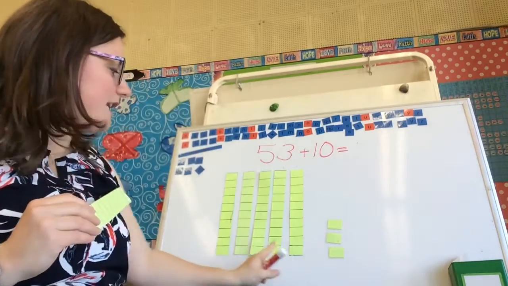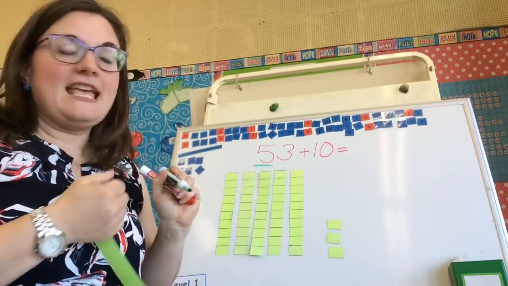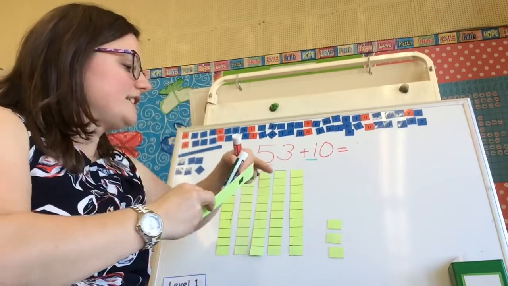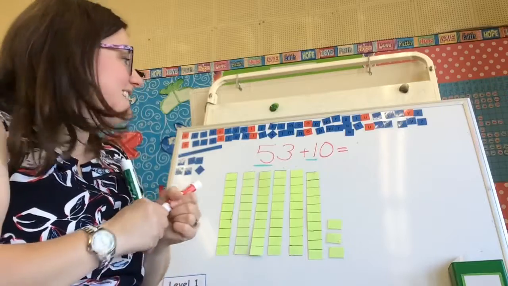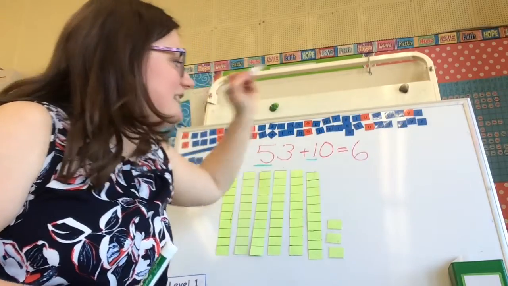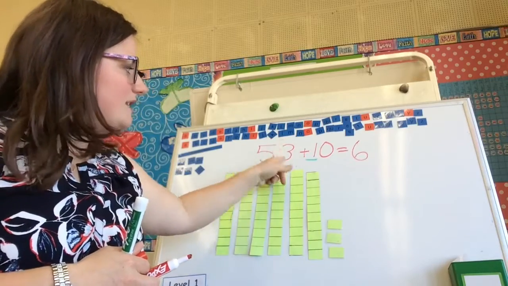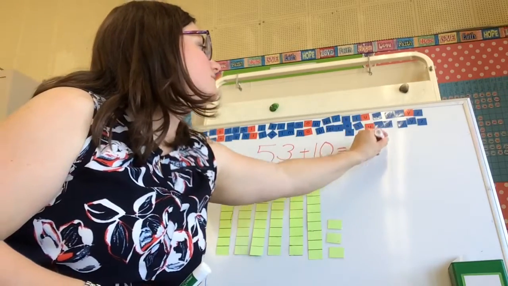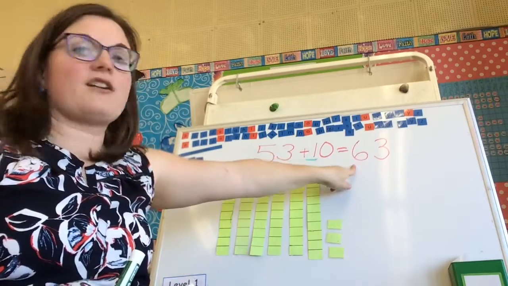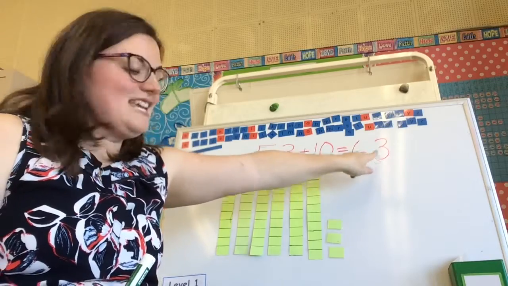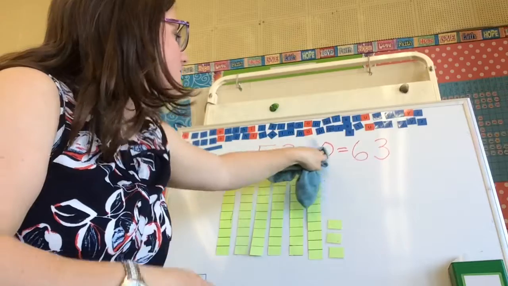How many 10s do I have right now? I have 5 10s, and I'm going to add 1 more 10, and that's going to give me how many 10s? 6 10s, and do my ones change when I add 10? No, my ones stay the same, it's 3. So if I add 10 to 53, I get the answer of, say it with me, 63. Awesome.